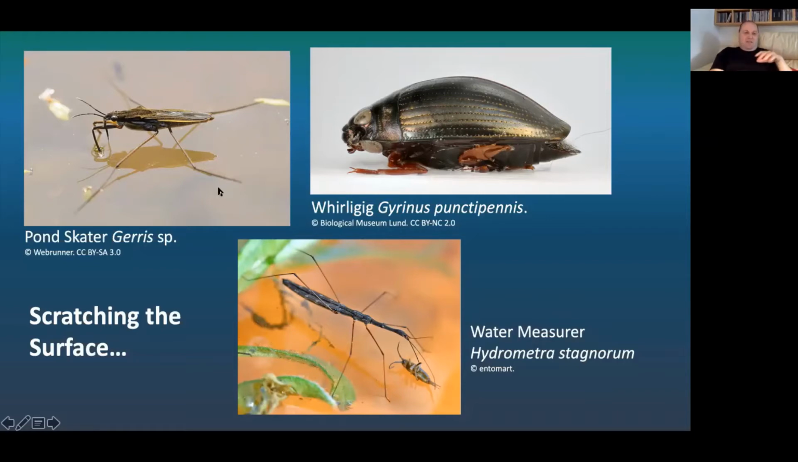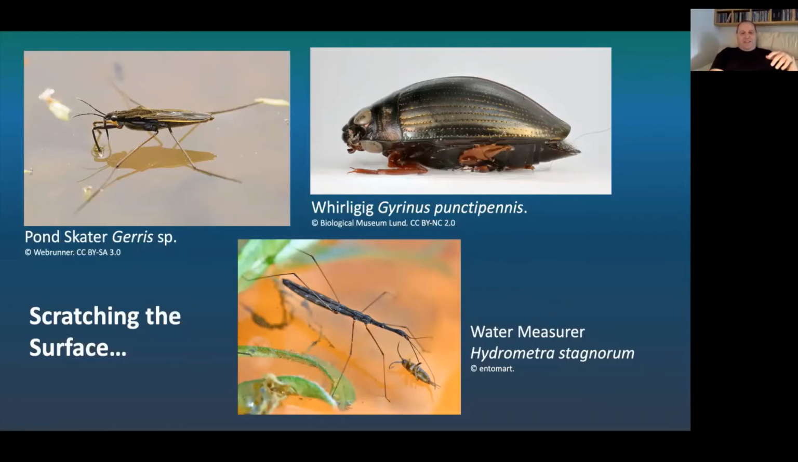Pond skaters are the most general. Whirligigs you'll usually get as well if you have a fairly open pond with lots of open water. They're quite active beetles. They don't seem to like being cramped by lots of pond weeds or shading or whatever. So these tend to be things that you'll lose if you have a very overgrown pond.